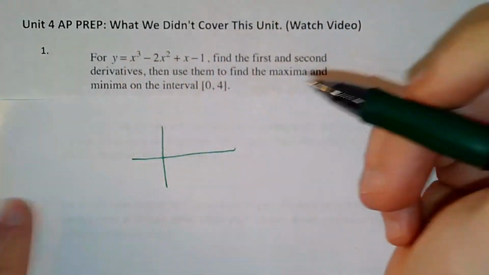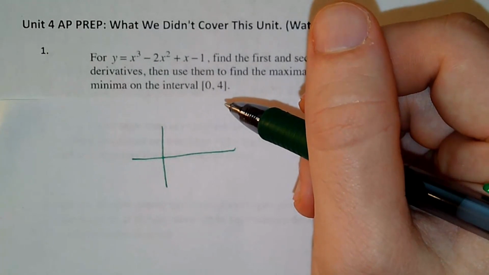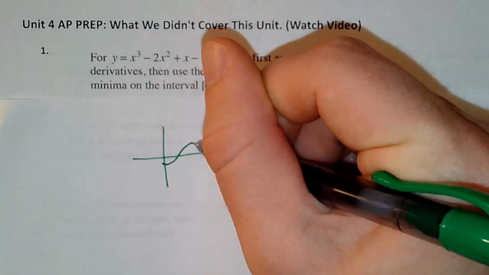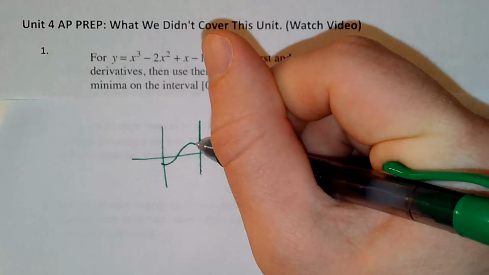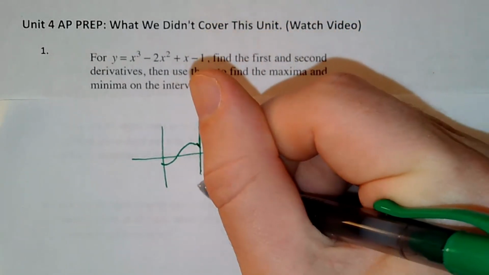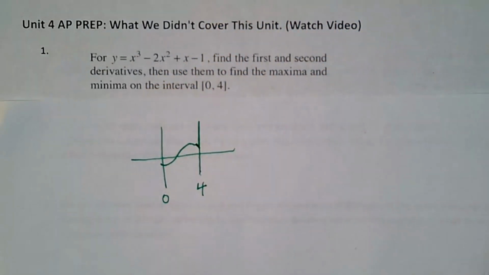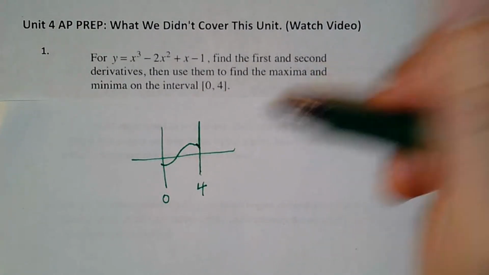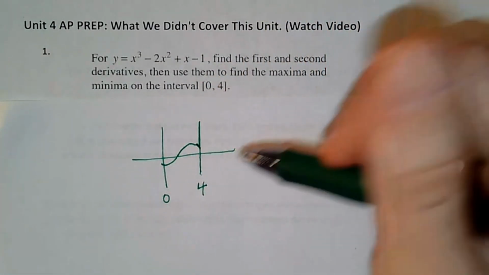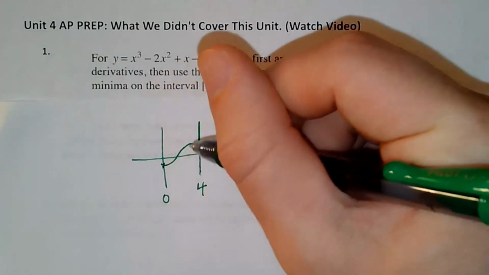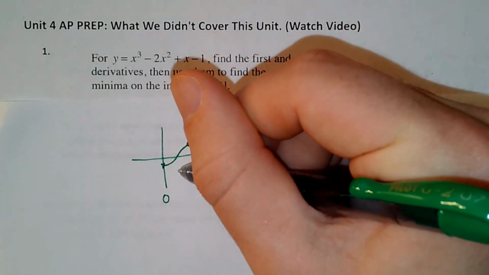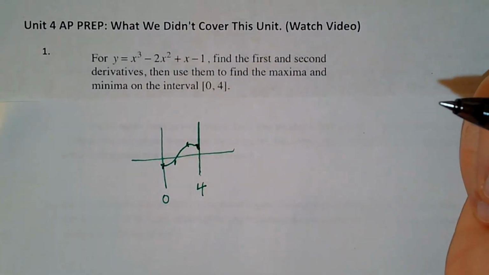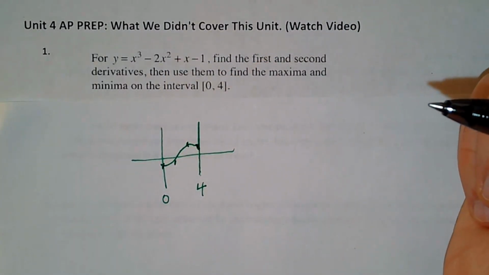Just drawing out what's going on here, we have this function x cubed minus 2x squared plus x minus 1, which looks something like this. It doesn't really matter. This is 4 and this is 0. And what we're looking for are the minimas and maximas on this interval. This is not drawn correctly. But what we're looking for is, where is it low? What are the places where it's high? And what are the places where it's maybe a relative maxima, relative minima?